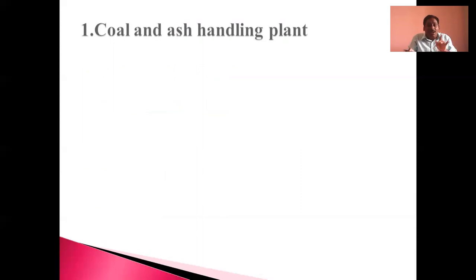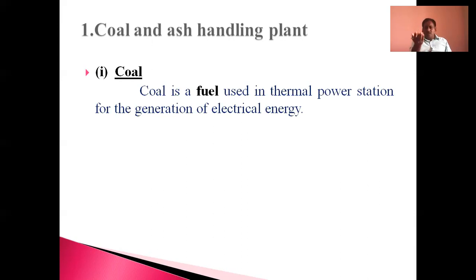So in that coal and ash handling plant, the first one is coal. What is this coal? Coal is the fuel used in thermal power station for the production of electrical energy. See here, coal is a fuel which is used in thermal power station for the generation of electrical energy.